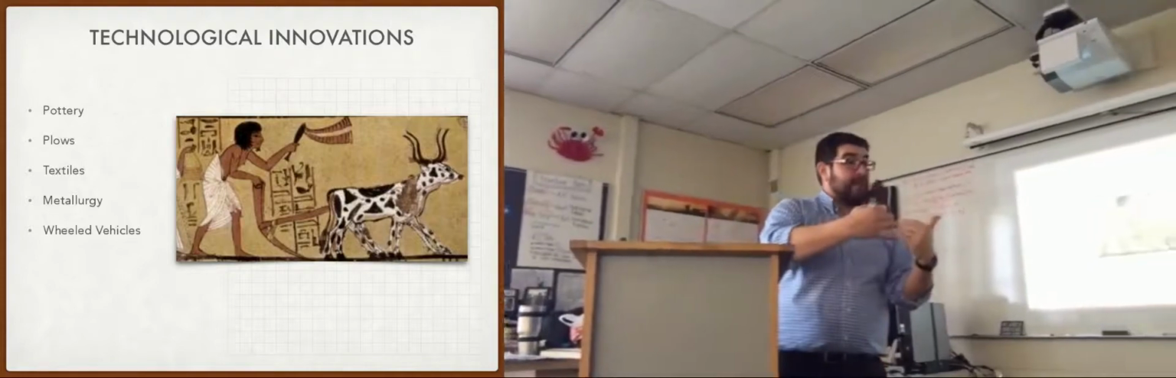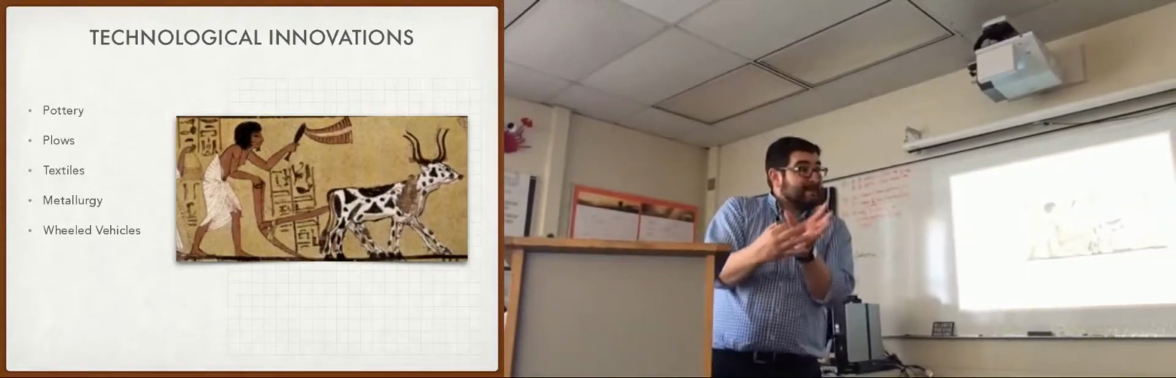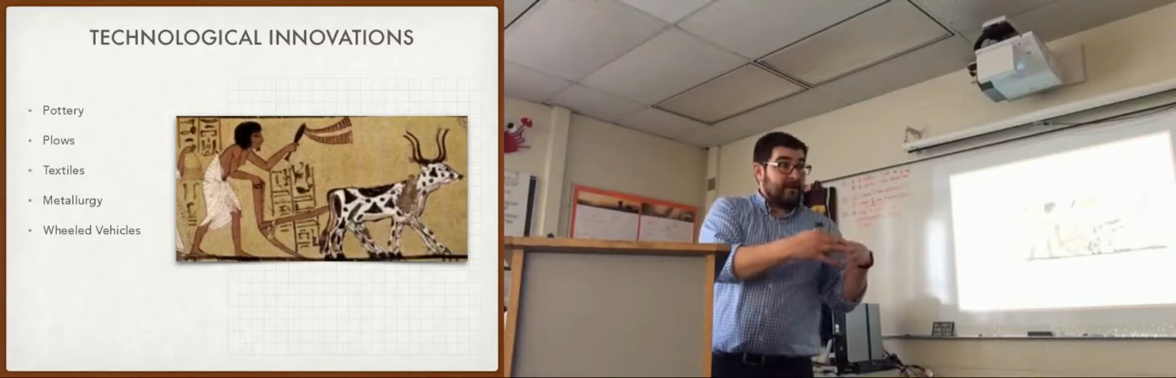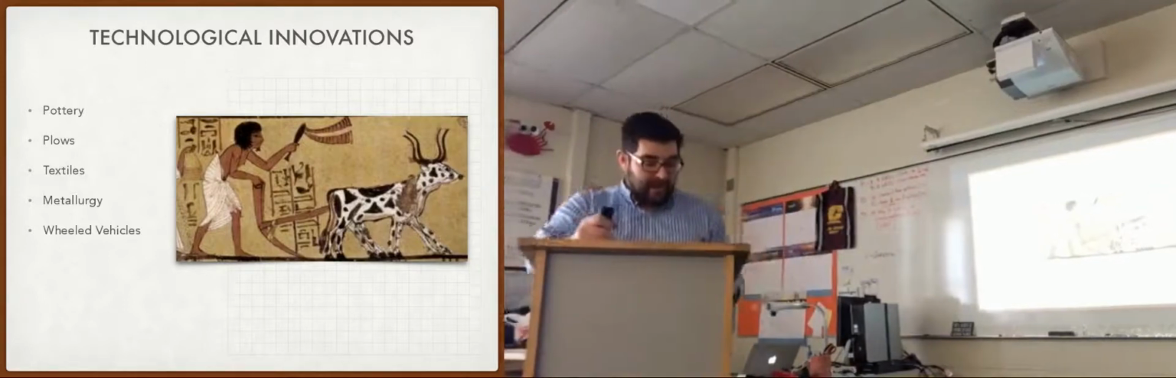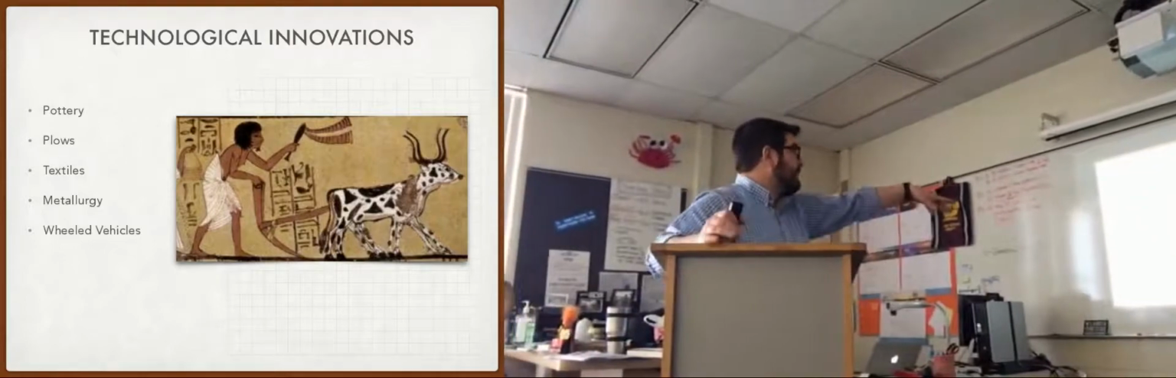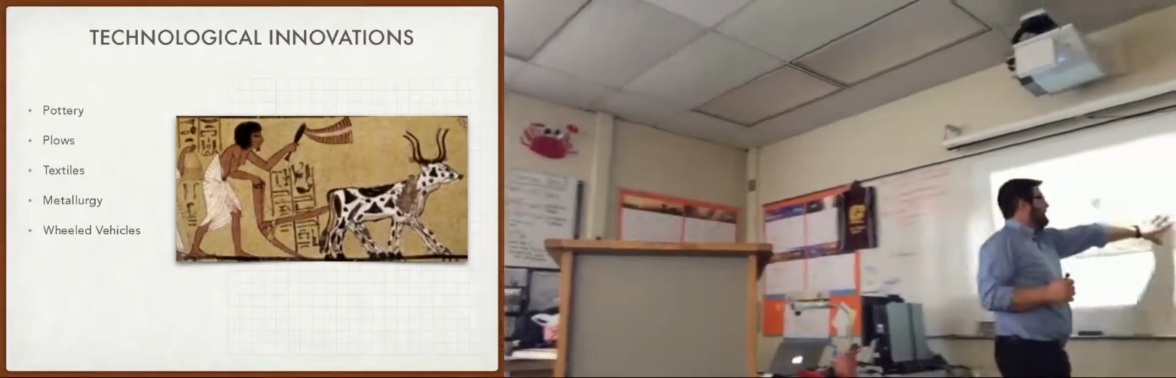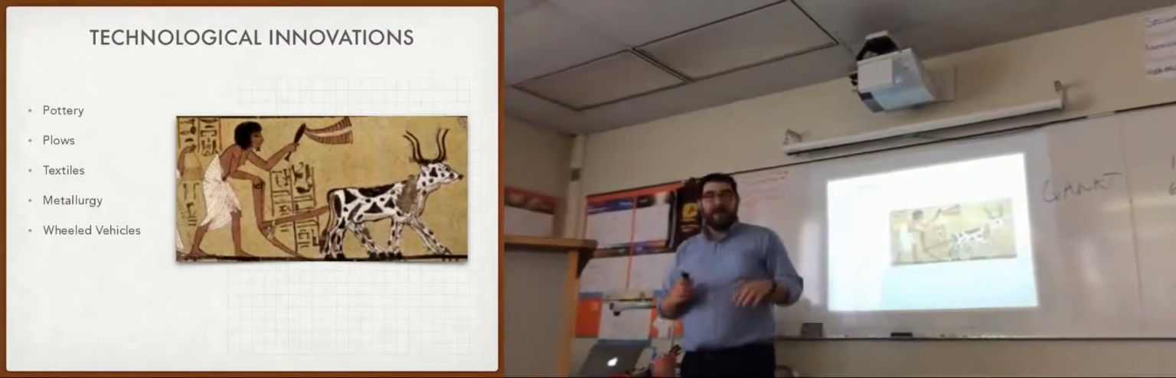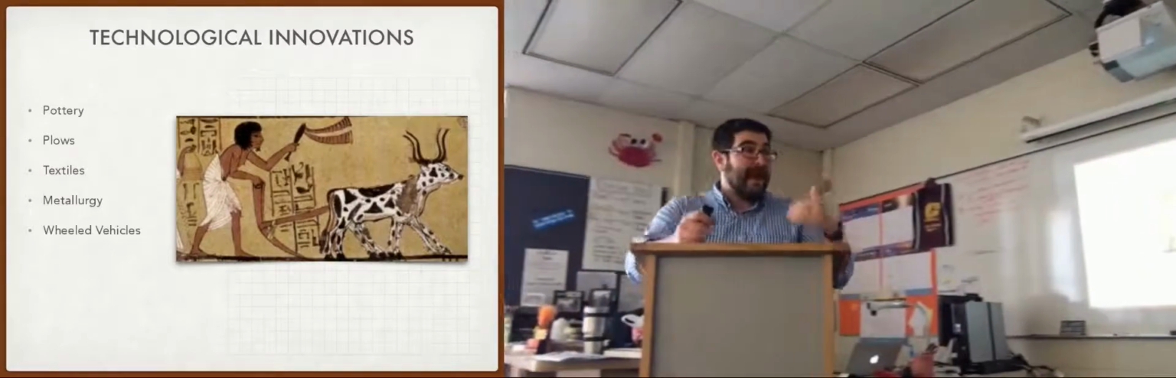We're growing food surpluses, so we better have a person in town that can make pots to store extra grains in, right? So now we're going to have potters, and we're going to construct plows. We've got domesticated cows, right? And they're going to be able to pull a plow. This is from Egypt here. So we're going to have plows developed.